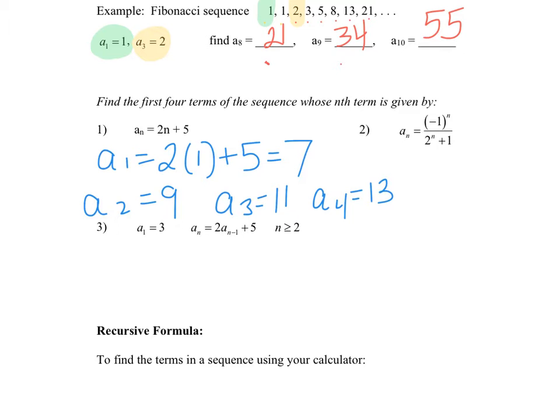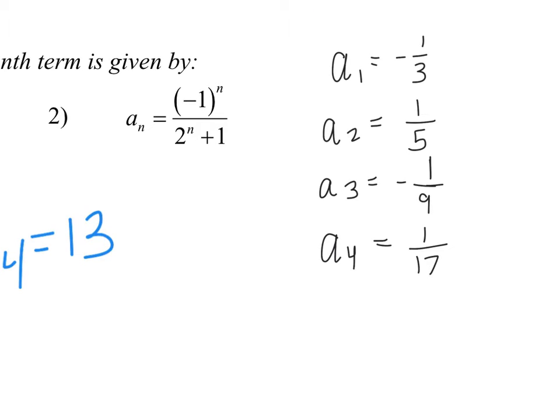Hopefully you've taken a shot at that, and here are the answers that I got. For a sub 1, the first term in the sequence, I got negative 1/3. The second term, positive 1/5. The third term, negative 1/9, and the fourth term, positive 1/17. You may notice that this negative here will cause our answers to flip back and forth, where odd numbered terms will be negative and even numbered terms will be positive, and the denominators increase at an increasing rate.